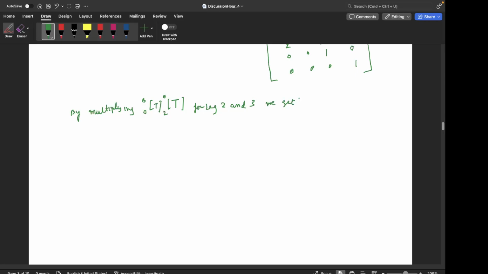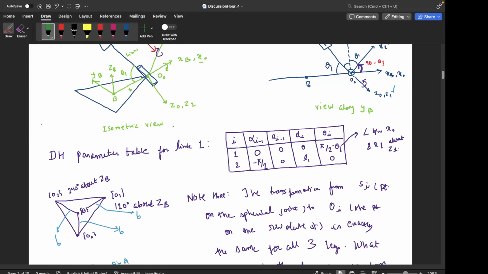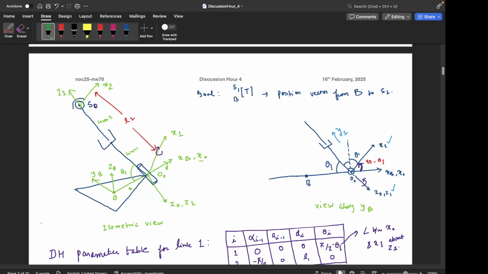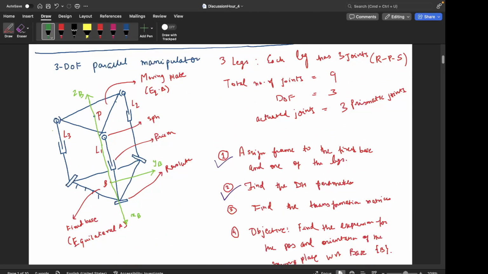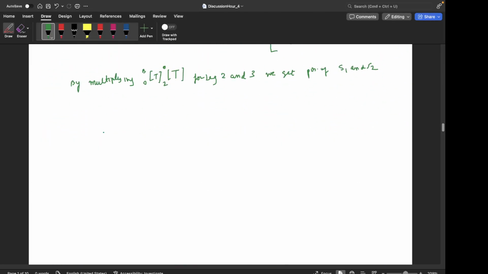we get the position of S1 and S2, right? So if you remember, we are interested in finding the position of these three spherical joints, that is S0, S1 and S2, right? So this is S0, this is S1 and this is S2, right? So now by doing this entire process, we have the position of S0, S1 and S2, right?